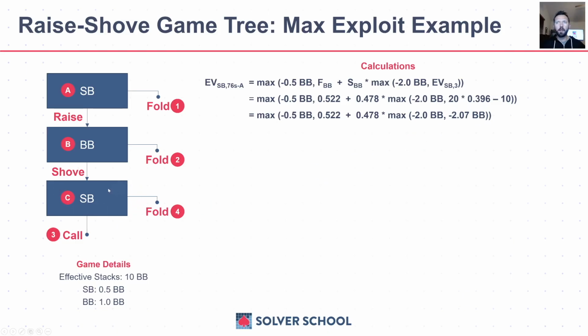So when hero gets to this decision point, point C, hero has the option to either fold and lose 2 big blinds or call and lose 2.07 big blinds. And as we've already discussed, the hero is going to choose the option at which they earn more EV, or in this case, lose less EV.